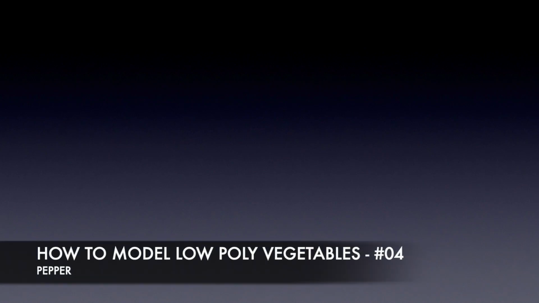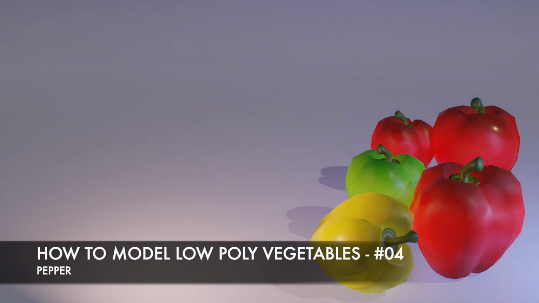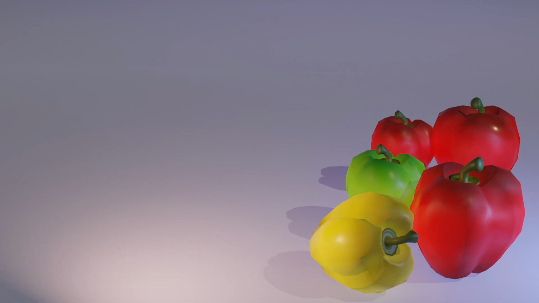Hello and welcome to my tutorial series on how to model low-poly vegetables in Blender. This is part 4 and today we're going to model a pepper. This is the finished model and as always I designed this so you can follow very easily.